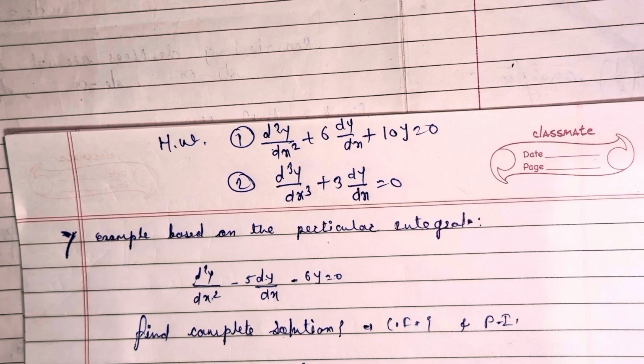So that's it for today's lecture. I explained here why particular integral is defined, and why, when one of the sides is 0, the particular integral is 0. This is the reason why the particular integral goes to 0. I hope you all have understood everything in today's lecture.